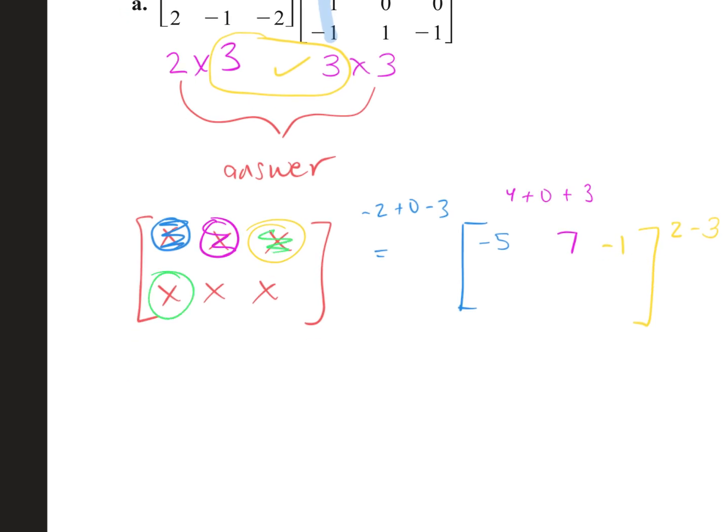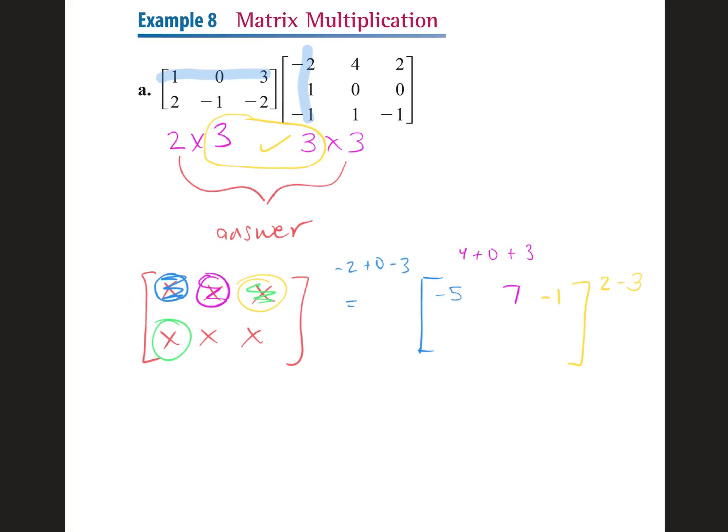All right, now in green. What row, what column? Second row, first column. So 2 times -2 is -4. -1 and 1 is -1. And -2 and -1 is +2. So what's -4 minus 1 plus 2? -3. Perfect. All right, that was done. Run out of colors.